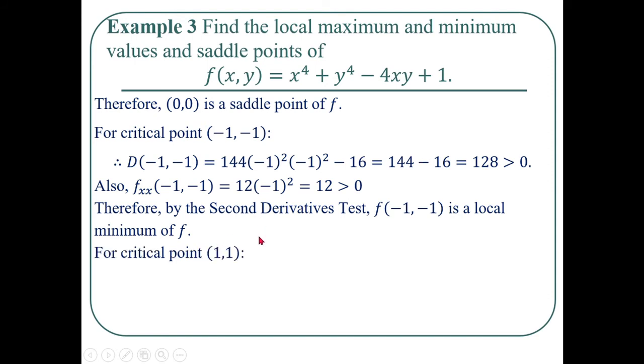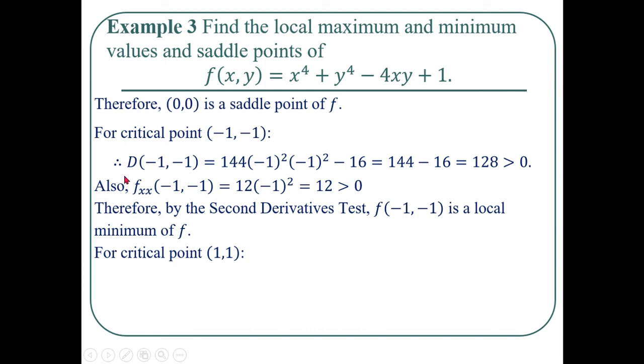And then the local minimum value you can calculate from here as f of minus 1, minus 1 is equal to minus 1 raised to 4 plus minus 1 raised to 4 minus 4 times minus 1 into minus 1 plus 1. This minus 1 raised to 4 becomes 1, minus 1 raised to 4 becomes 1. This minus 1 into minus 1 is 1. 1 into minus 4 will be minus 4. So it will be 1 plus 1 minus 4 plus 1, that means minus 1. Okay, that local minimum value will be minus 1.